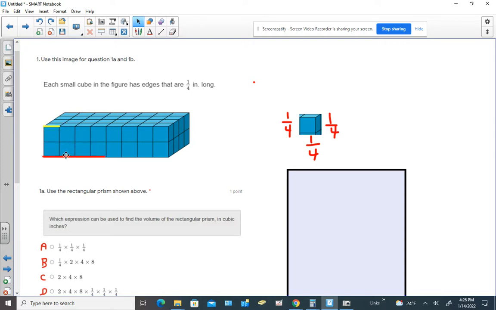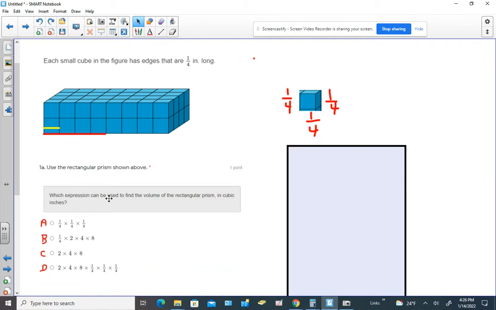So I'm going to leave that here for you to look at. Now down here it says, which expression can be used to find the volume of the rectangular prism in cubic inches? If we count up how many cubes are here altogether, we're not getting cubic inches, we're getting how many quarter cubes there are, which is not the same thing.